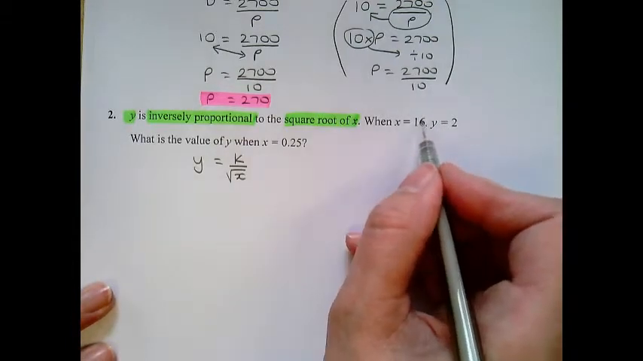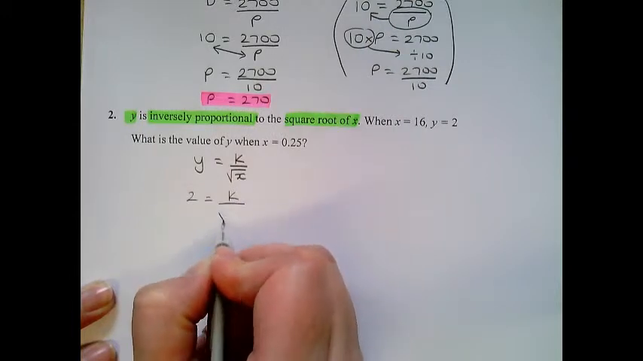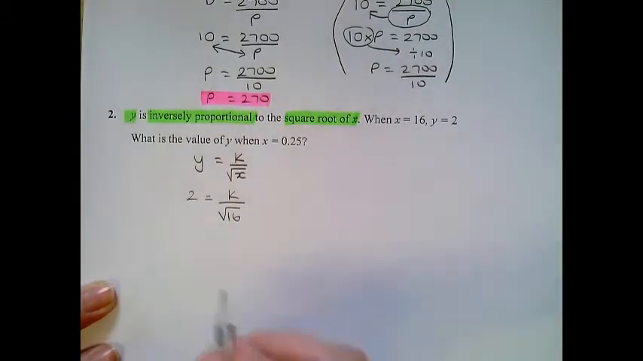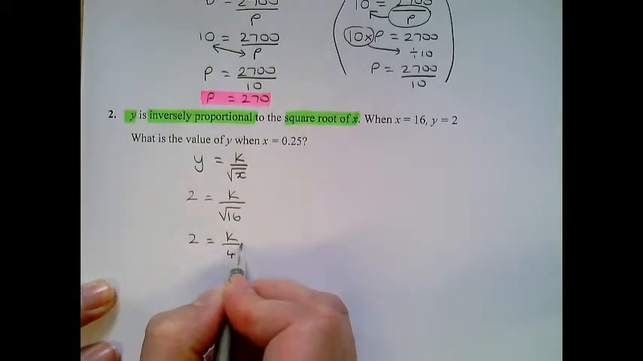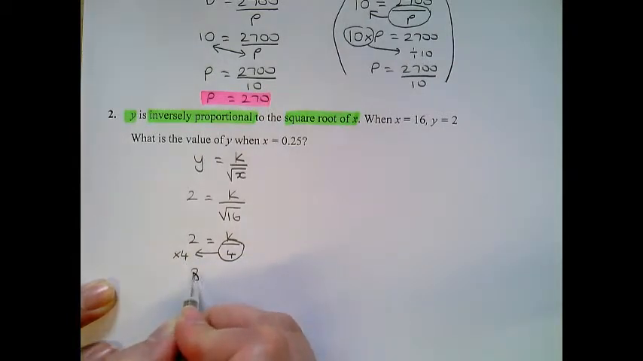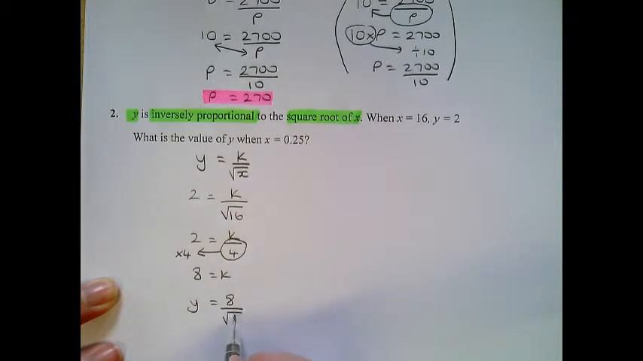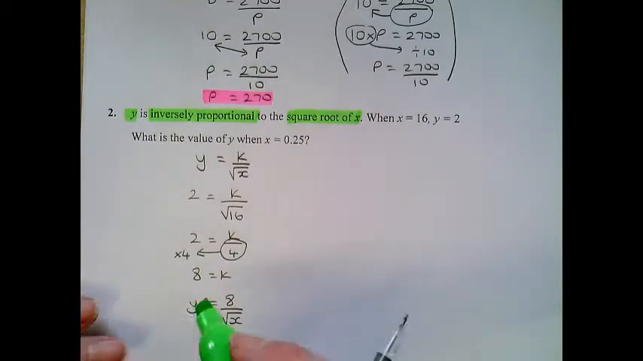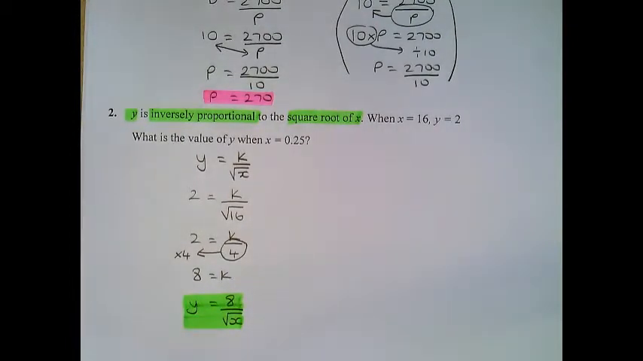So I'm going to use these two numbers here first. I'm going to put x equal to 16 and y equal to 2. So put a 2 in there, equals K over the square root of 16. I know the square root of 16 is 4, so K over 4. Then bring the divide by 4 over to the far side and times by 4. So I've worked out that K is equal to 8. Then I can put 8 in there instead of the K. So Y equals 8 over the square root of x. So that's our equation connecting y and x.